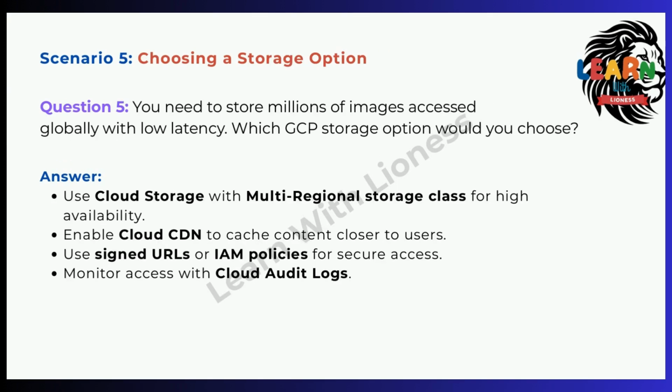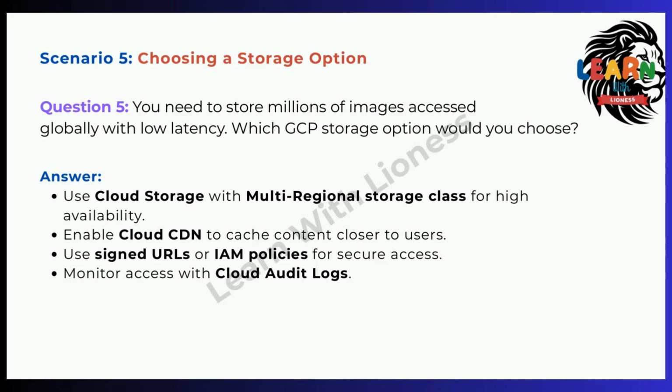Scenario 5. Choosing a storage option. Question 5. You need to store millions of images accessed globally with low latency. Which GCP storage option would you choose? Answer. Use Cloud Storage with multi-regional storage class for high availability. Enable Cloud CDN to cache content closer to users. Use signed URLs or IAM policies for secure access. Monitor access with Cloud Audit Logs.